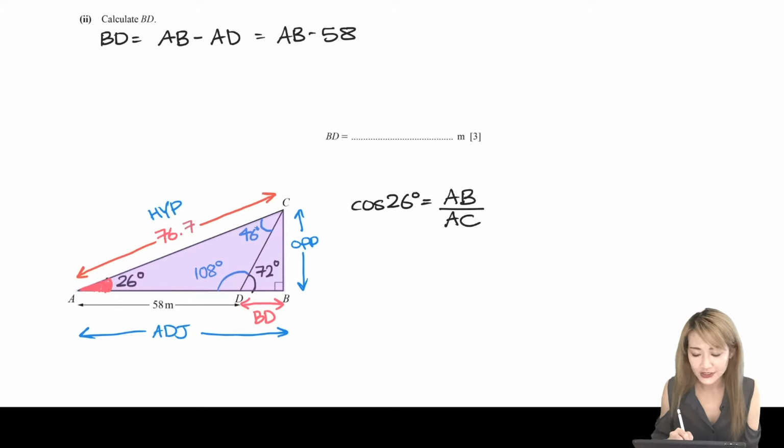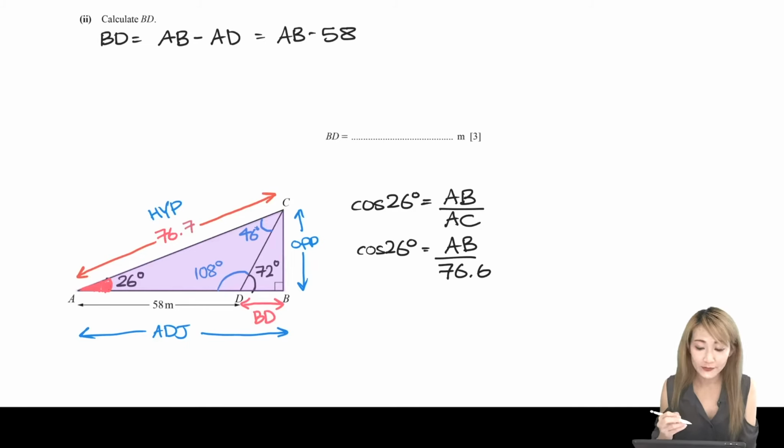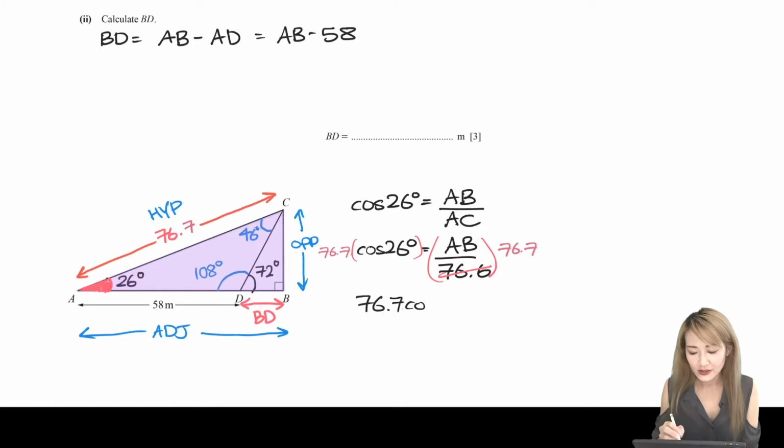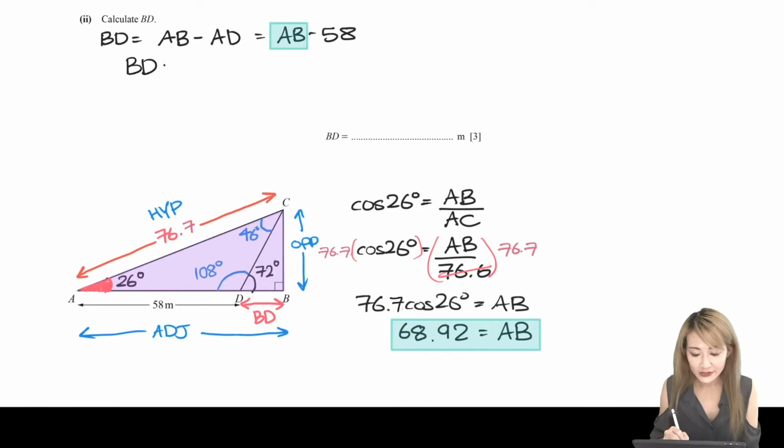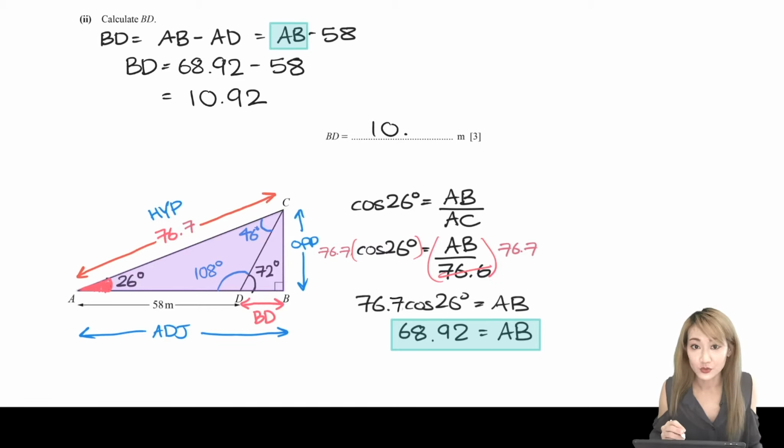So cos 26 degrees equals AB over 76.7. Then we can solve for AB by multiplying by 76.7. So AB equals 76.7 cos 26 degrees. So AB equals 68.92. So if AB equals 68.92, BD will equal 68.92 minus 58 meters, which equals 10.92 meters. And that's 10.9 to 3 significant figures.